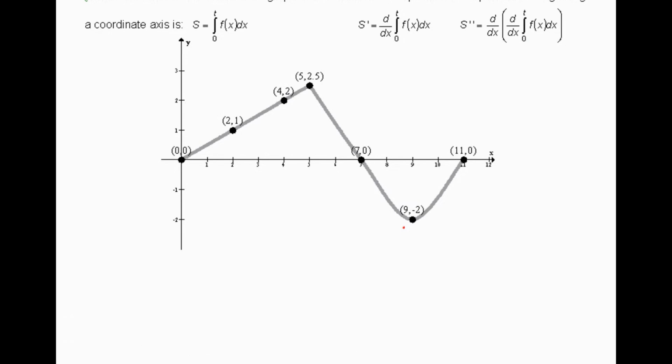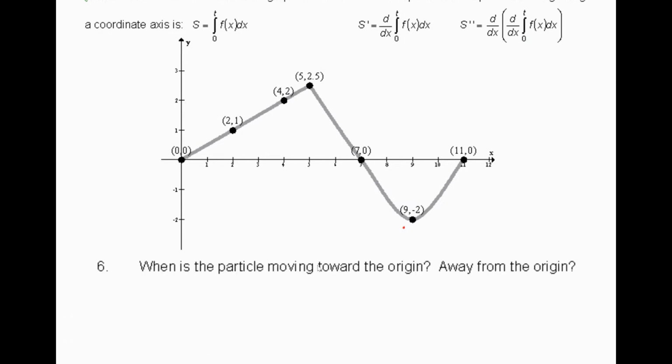Okay? And when is the particle moving toward the origin and away from the origin? Okay, so we start at the origin, and then we are moving to the right until we get to here. And that means I'm moving away from the origin. And then I turn around because my area is going to be negative, and now I'm moving toward the origin from 7 to 11. So we're going to be toward the origin from 7 to 11, and away from the origin from 0 to 7.